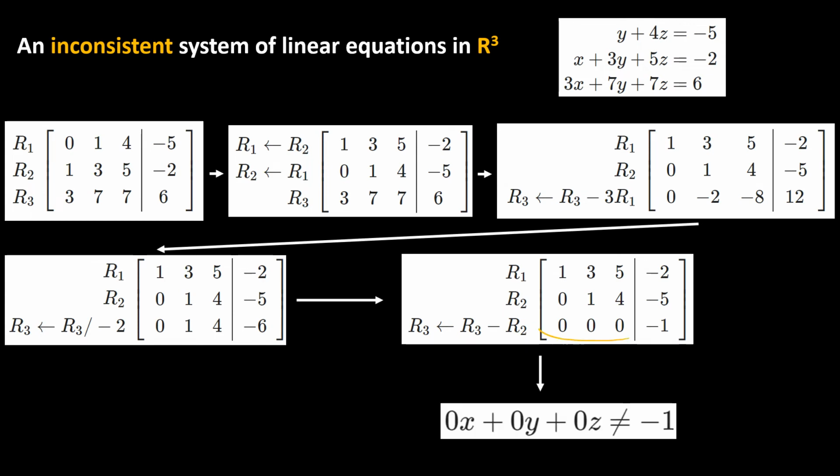0 in the coefficient matrix on the last row with non-zero -1 on the constant column here means that there is no solution to this system, and this system is inconsistent because we cannot have 0 times x, 0 times y, 0 times z equal to -1.